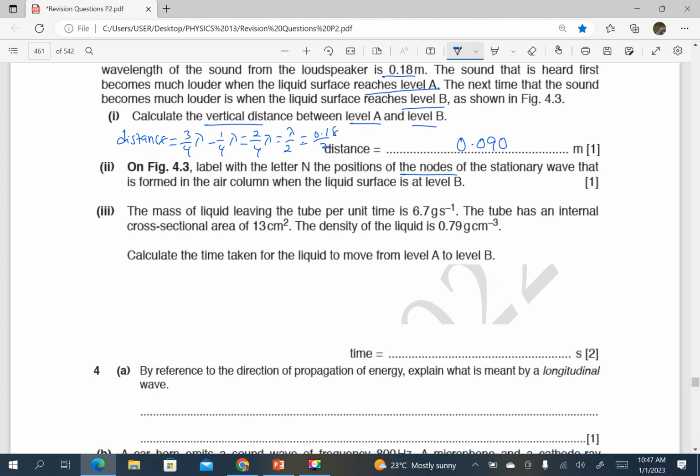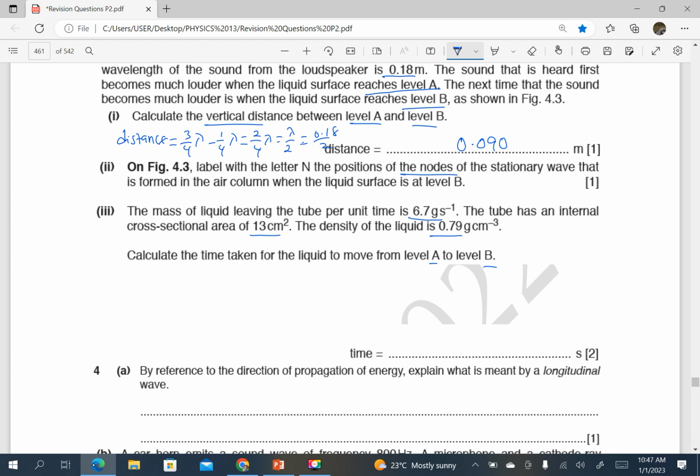Then the mass of the liquid leaving the tube per unit time is 6.7 grams per second. The tube has an internal cross-sectional area of 13 centimeters squared. The density of the liquid is 0.79 grams per centimeter cubed. Calculate the time taken for the liquid to move from level A to level B. So we want the time taken to move from level A to level B.